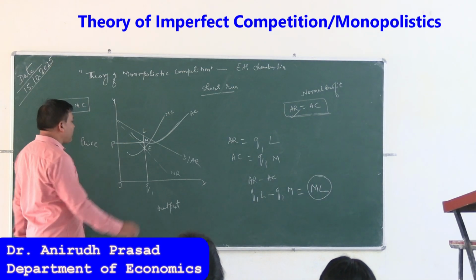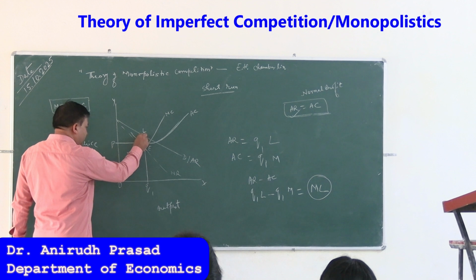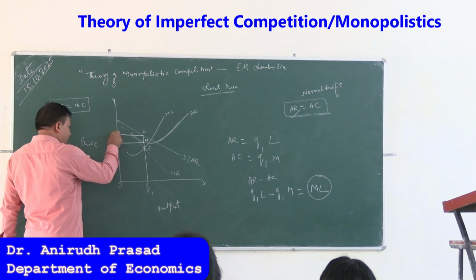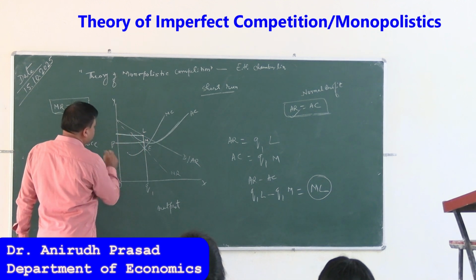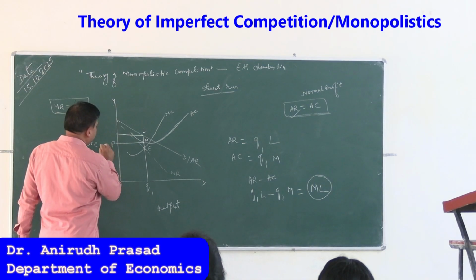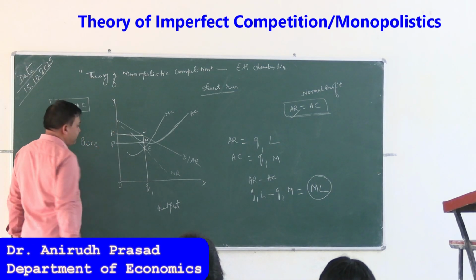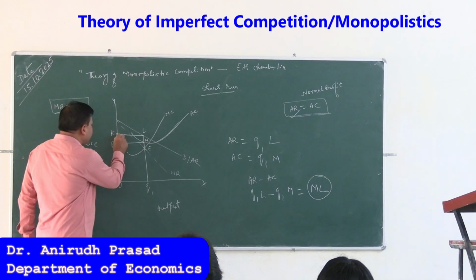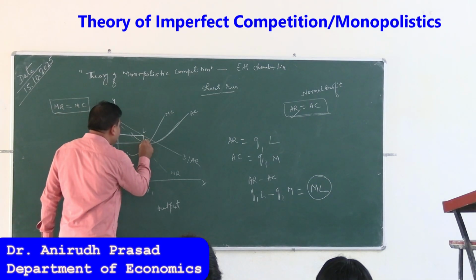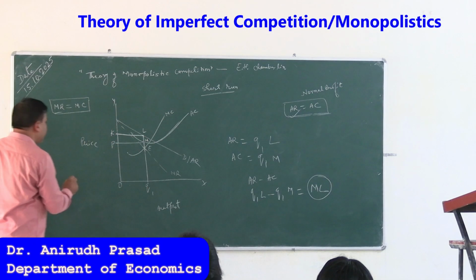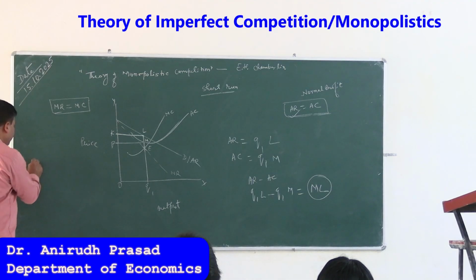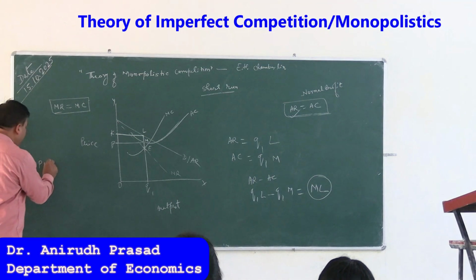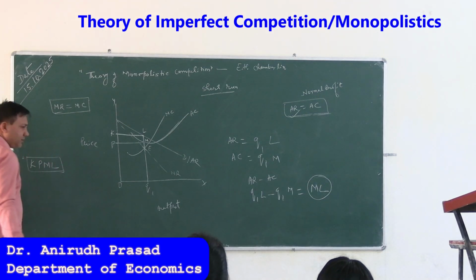Total supernormal profit. So for total supernormal profit, we need to draw one more line. We can say A. So this is the area of a rectangle. What is the name of this rectangle? AEML. This is the name of the rectangle.